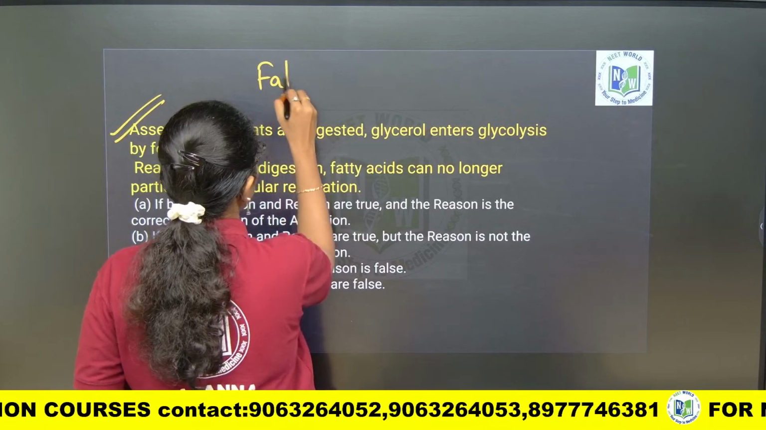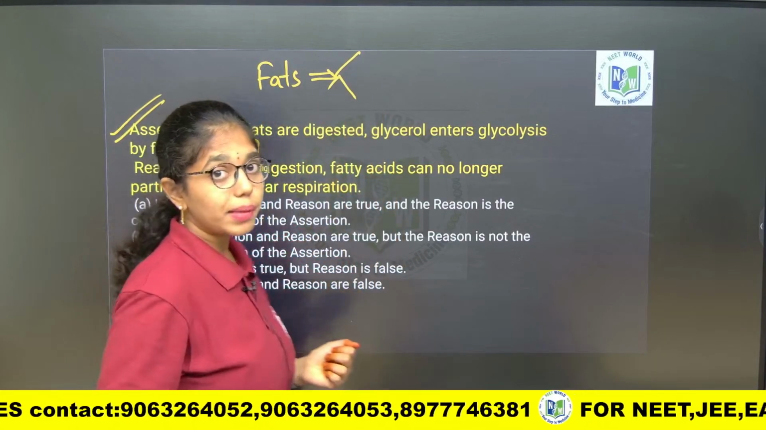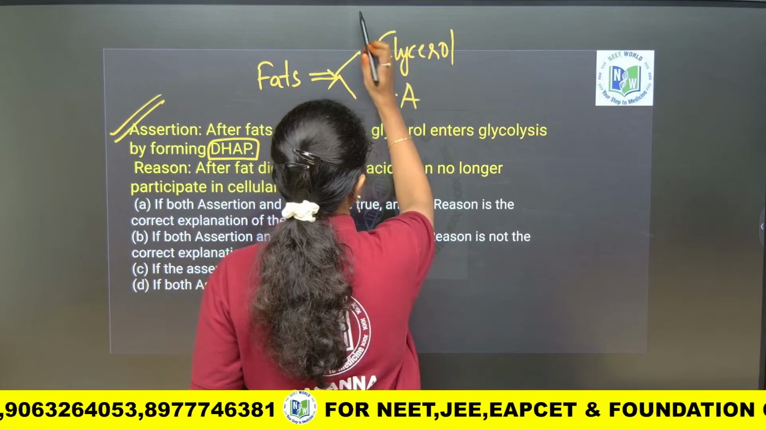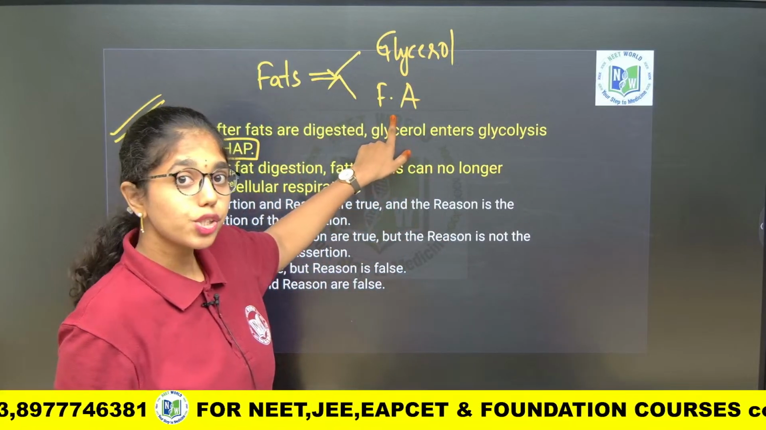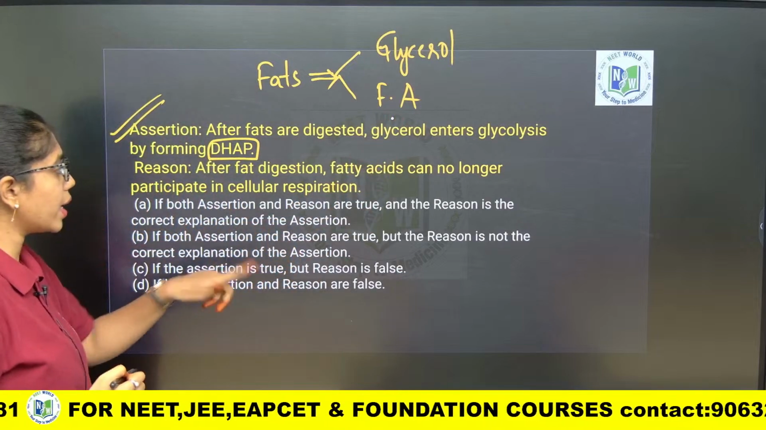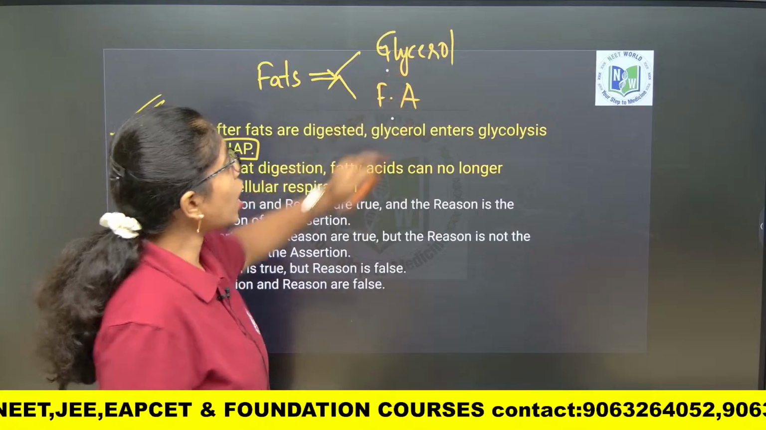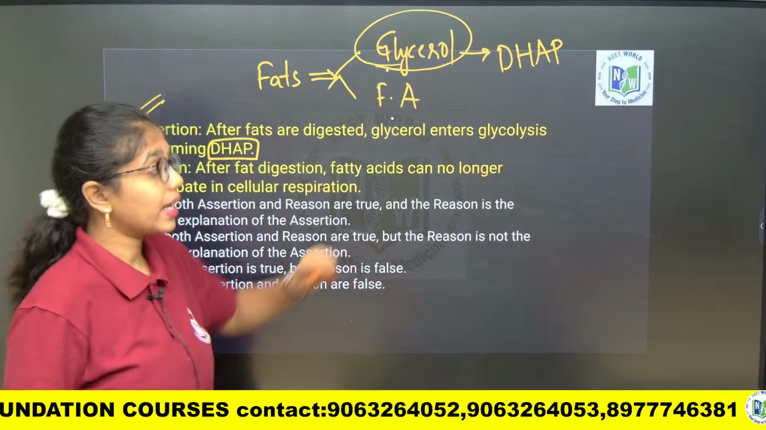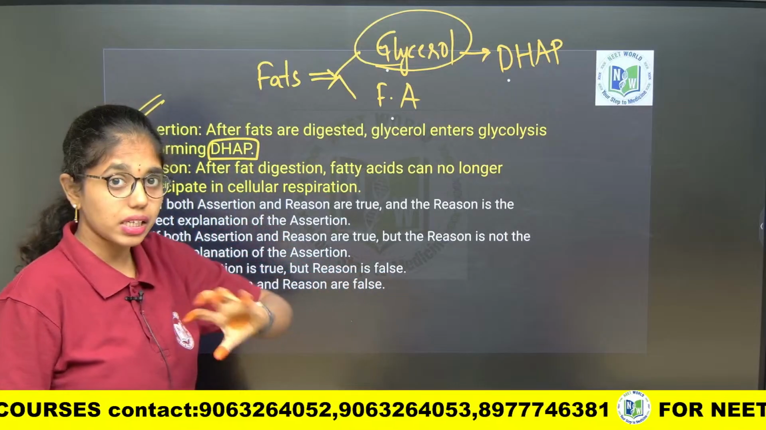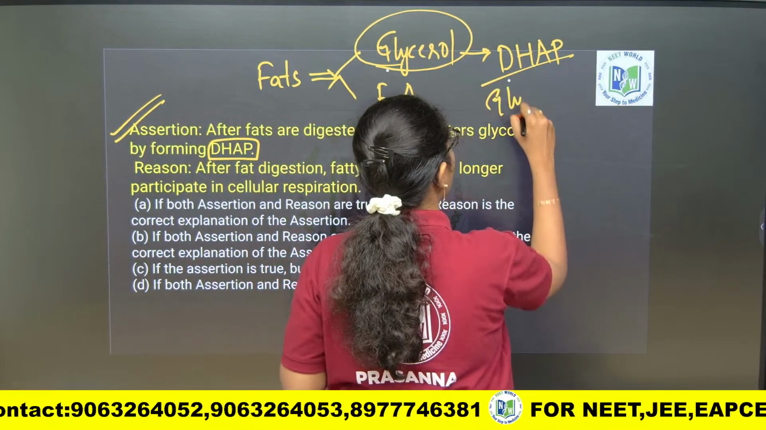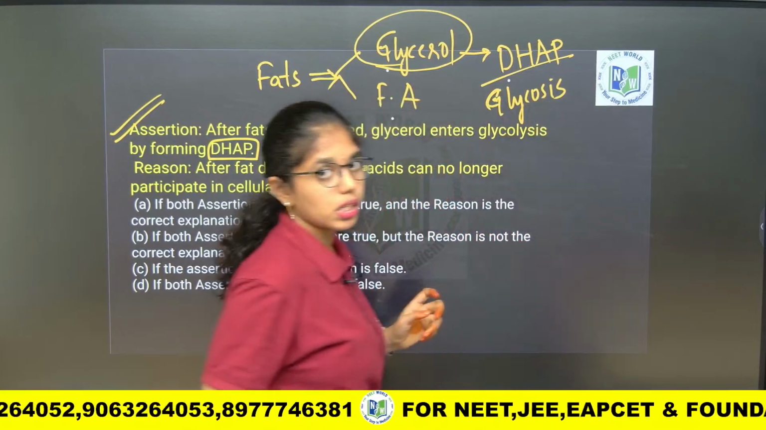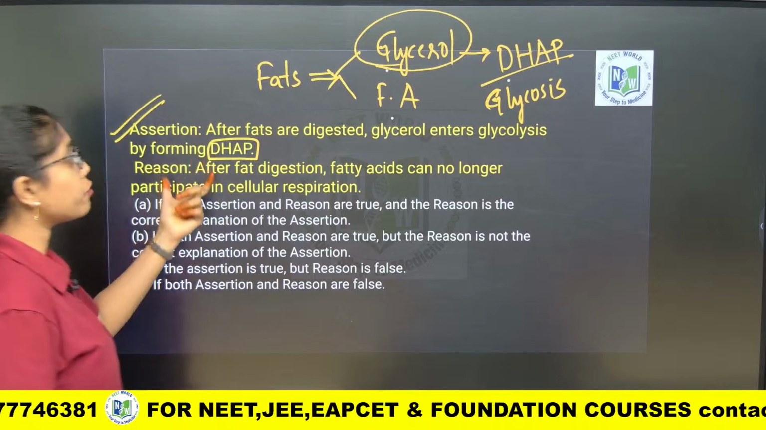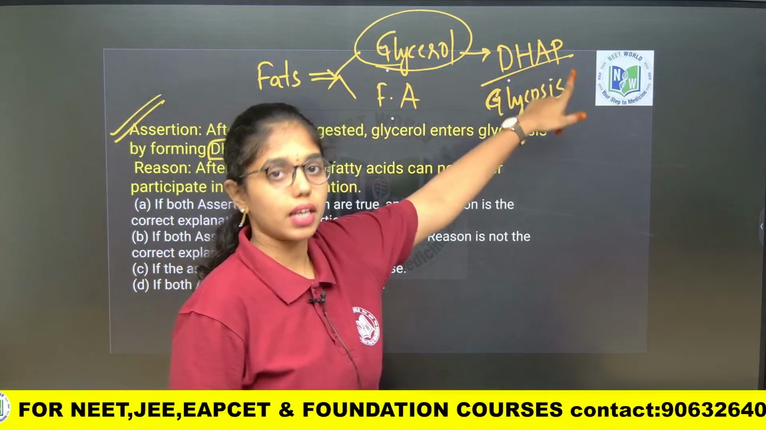Fats, first they will be catalyzed, or oxidized we can say, to what? Glycerol and fatty acids. Fatty acids will not enter into the cycle, it will not enter into cellular respiration or the aerobic cycle. Glycerol will be entering by converting into what? DHAP, dihydroxyacetone phosphate. This DHAP is an intermediate in the glycolysis process. Clear, right? So, the assertion is true. After fats are digested, glycerol enters glycolysis by forming DHAP. This DHAP is an intermediate in glycolysis.